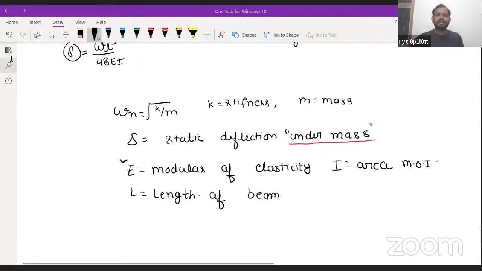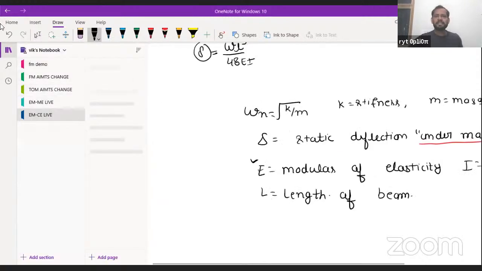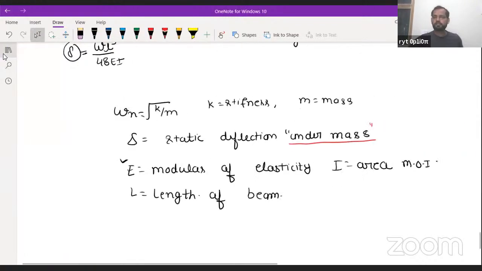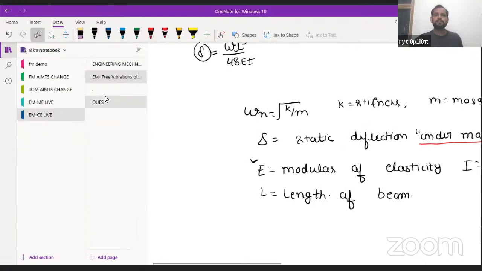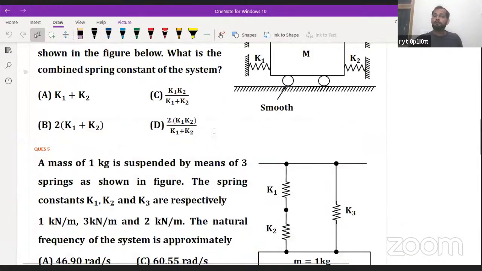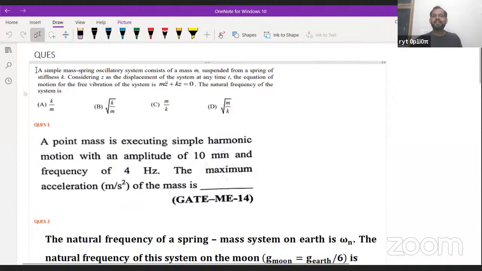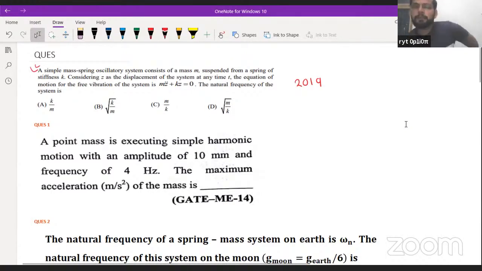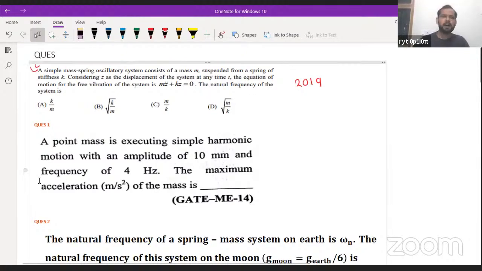So right now we will discuss. I hope you have noted all the terms. So right now we are going to start the problems. Some problems are here. One problem is from civil engineering. This problem was asked in 2019 in the civil engineering paper. Can anybody tell me what is the answer for this question? Please hurry up. Give me the answer fast so that I can cover the maximum number of problems.